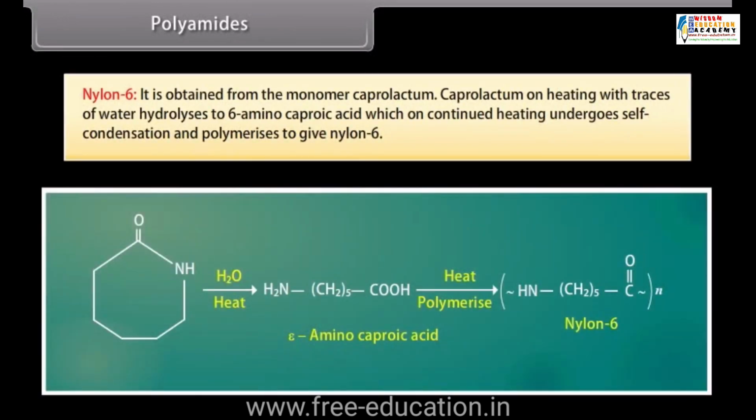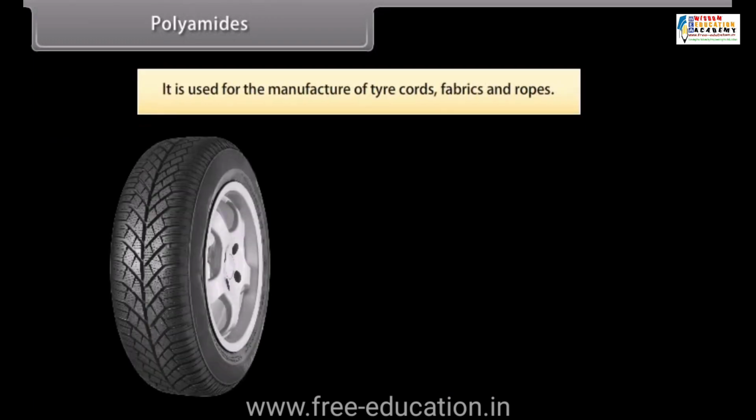Nylon 6. It is obtained from the monomer caprolactam. Caprolactam on heating with traces of water hydrolyzes to 6-aminocaproic acid, which on continued heating undergoes self-condensation and polymerizes to give nylon 6. It is used for the manufacture of tire cords, fabrics and ropes.